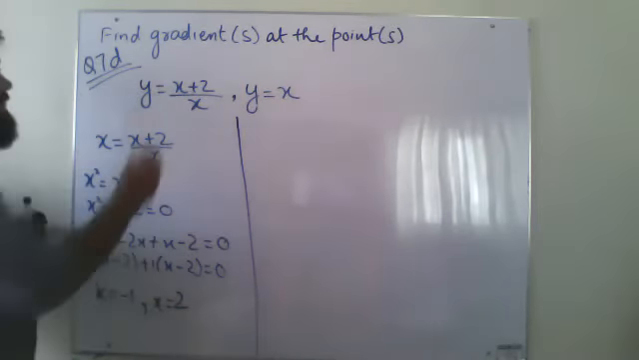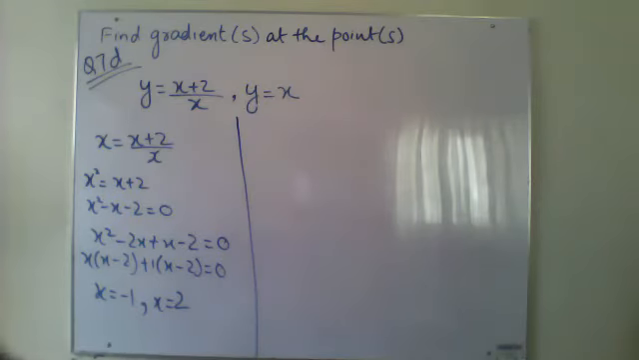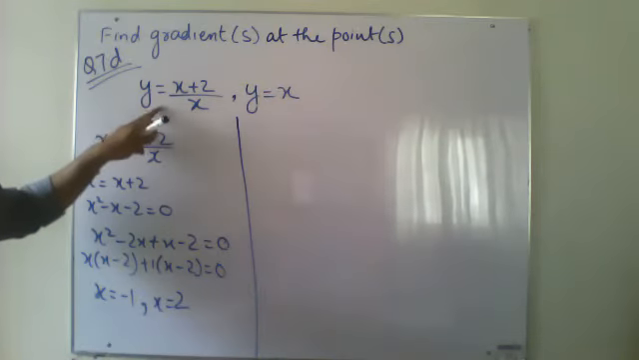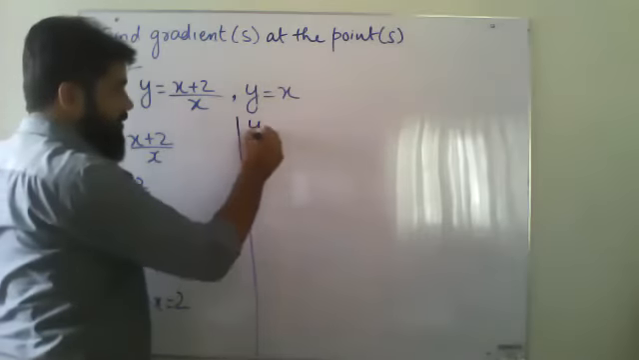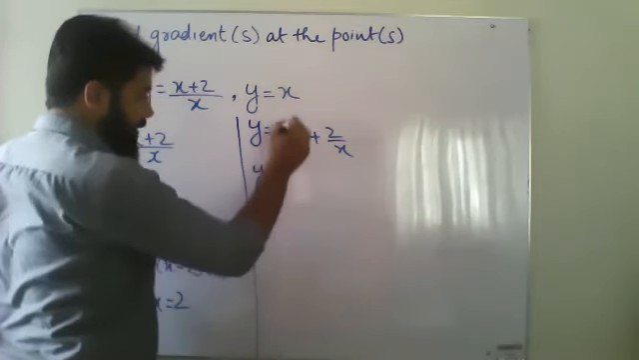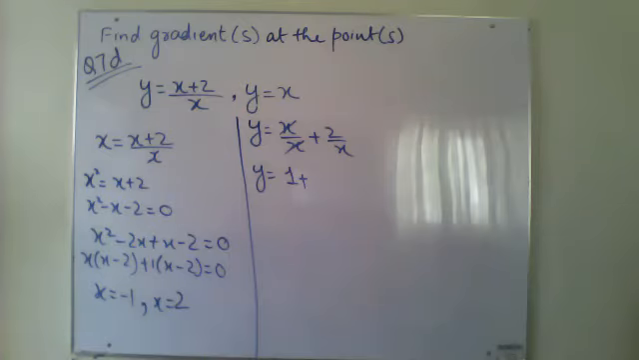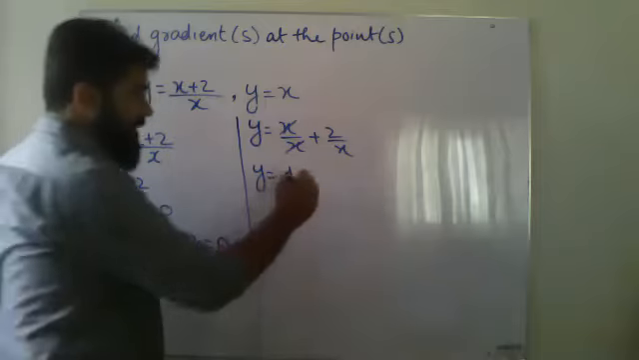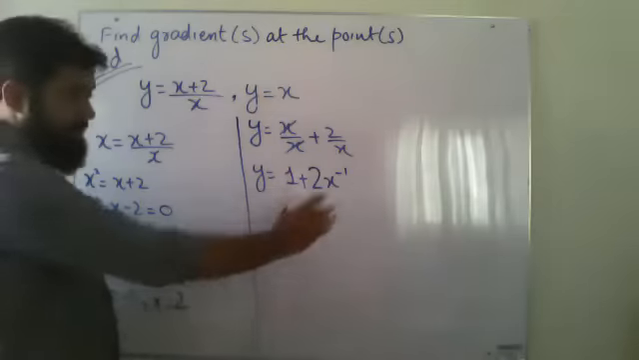Okay. So now, in order to find the gradient, I need the value of x, and these are the values of x which I have got. Now what I will do, I will differentiate this thing. But before starting my differentiation, I will try to simplify this one. Y equals to x over x plus 2 over x. Y equals to 1 plus, x and x will be cancelled. There shouldn't be any denominator with a variable if you have got a single term denominator. So this will become 2x to the power minus 1. Okay, I can't do anything further.